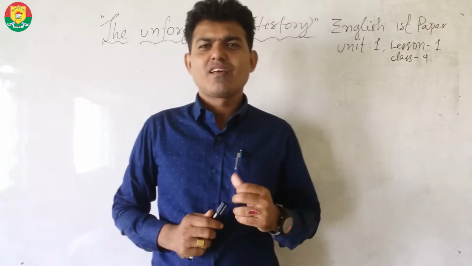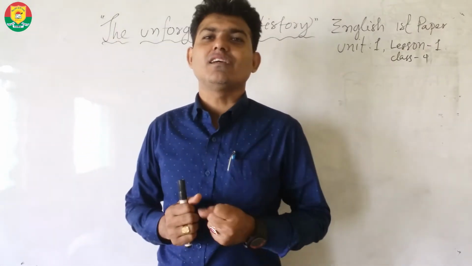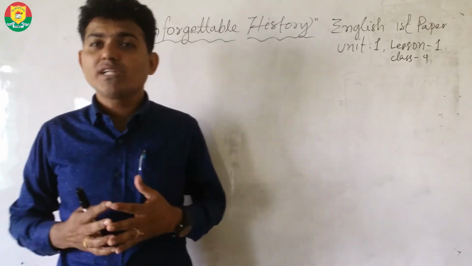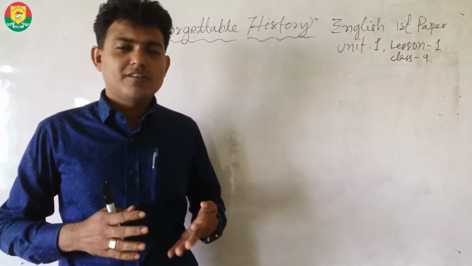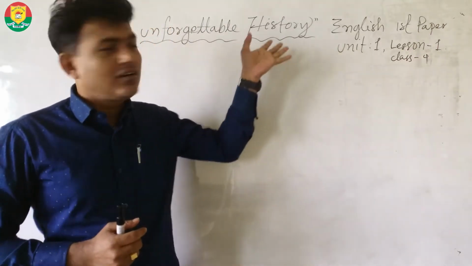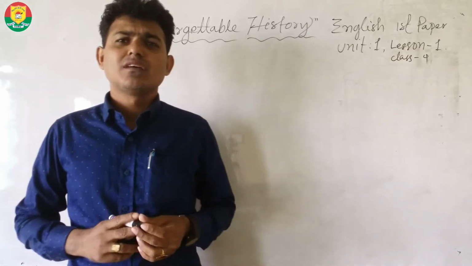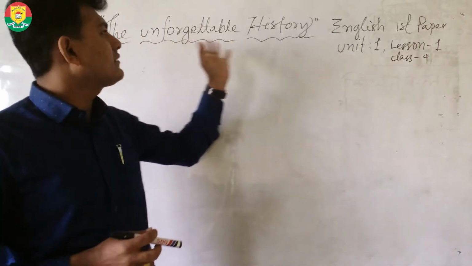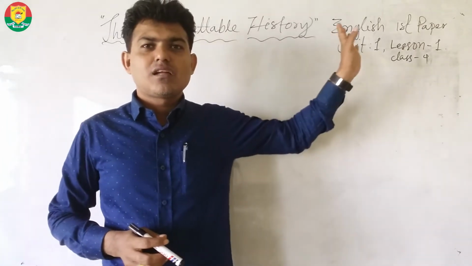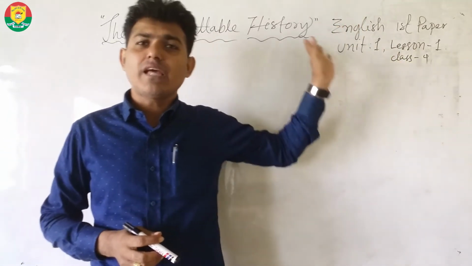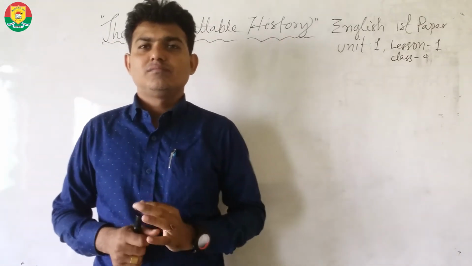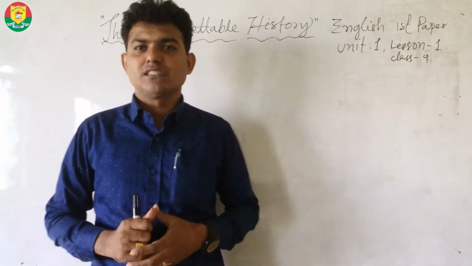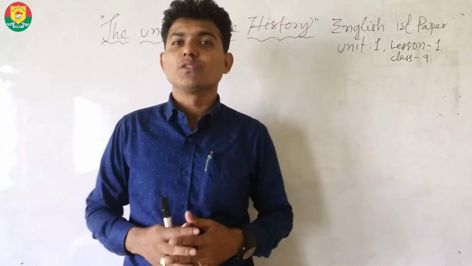Dear learners, today the topic we are going to discuss is The Unforgettable History, English first paper, unit 1, lesson 1. This is the fourth class on this topic. As I mentioned in the previous class, this passage is actually a historical speech delivered by the greatest leader, the father of the nation, Bangabandhu Sheikh Mujibur Rahman.